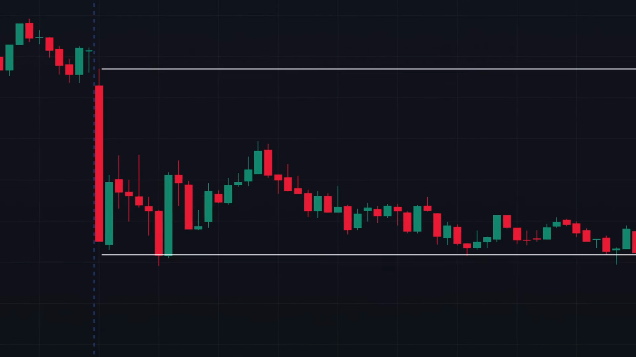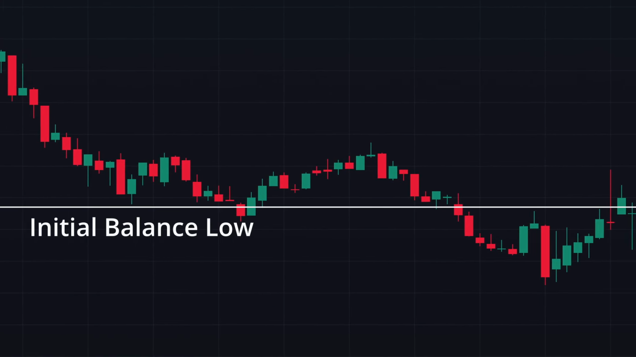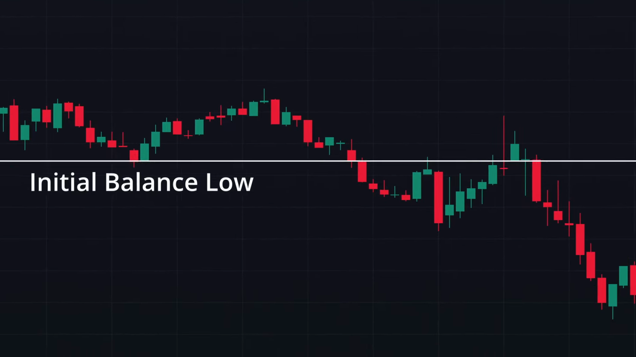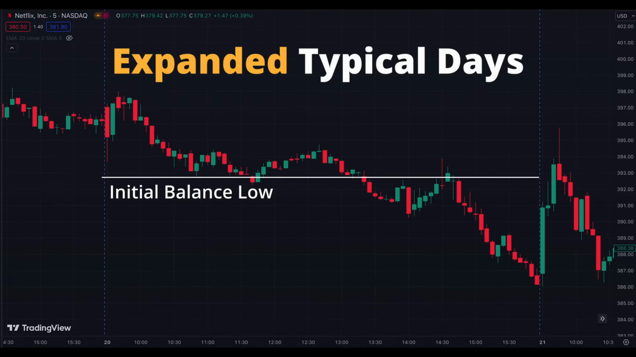After the wide initial balance is formed, you will see that price stays within that initial balance for the remainder of the day. Sometimes, price breaks out of that range and moves sharply in one direction during the end of the trading session. Such days are referred to as expanded typical days.